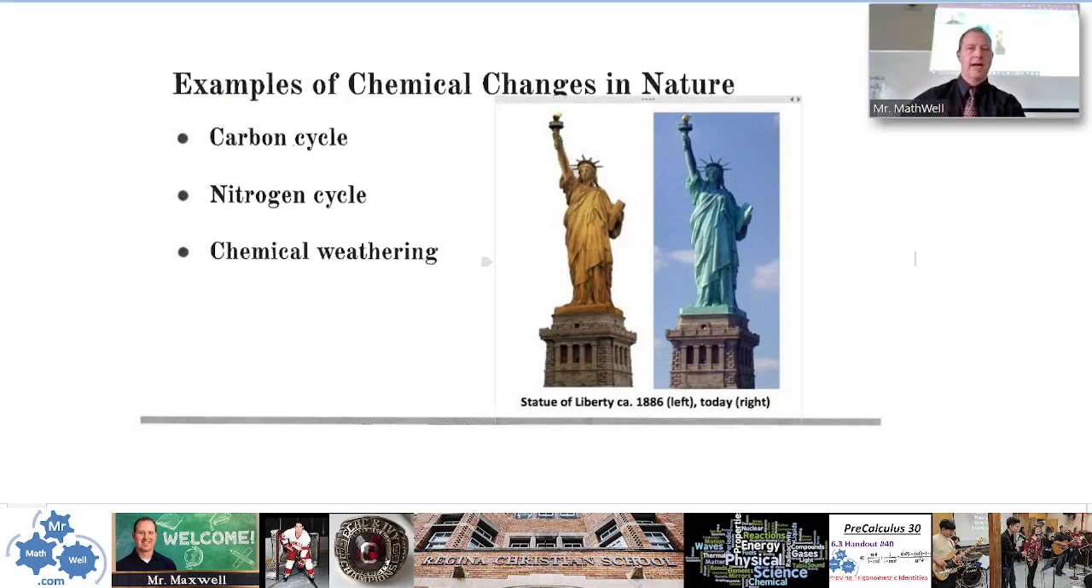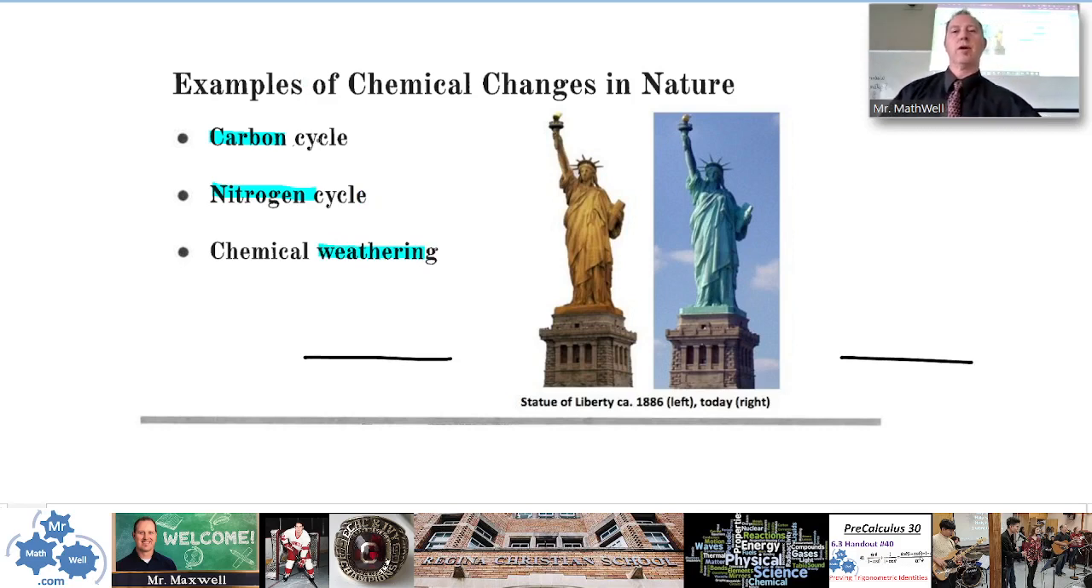Okay, so what are some examples of chemical changes in nature? The carbon cycle, the nitrogen cycle, and chemical weathering. You'll learn more about these in biology as you get going. I think the blanks are carbon, nitrogen, and chemical weathering. I do have a couple more blanks here that I'll explain right now.